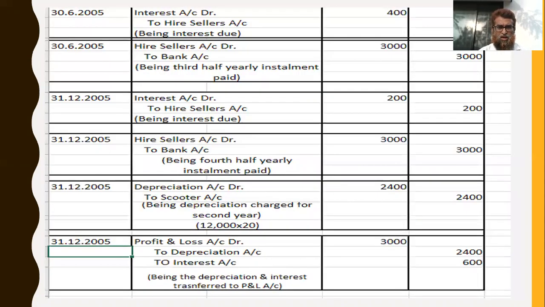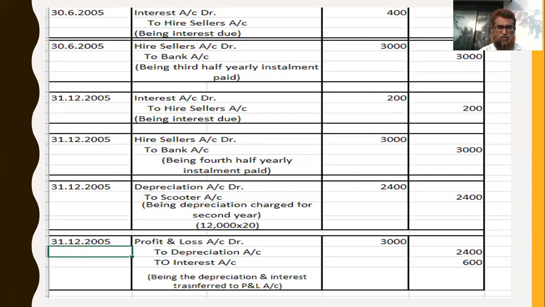Now you see the third installment and fourth installment. Third installment is due on 30/6/2005. For the third installment you have to pass 2 journal entries. First journal entry: interest account debit to hire seller's account, being the interest due, rupees 400. And second journal entry for making the payment of third installment, hire seller's account debit to bank account, rupees 3,000.